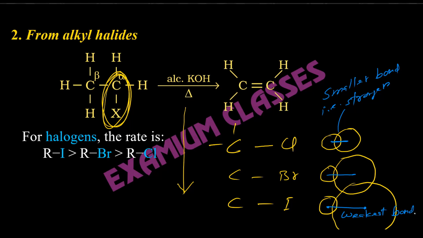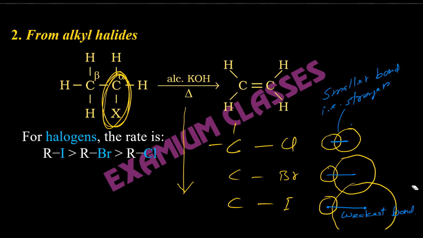Weakest bond means the force of attraction will be less. The atoms are not close. Here the atoms are very close to each other, so force of attraction will be higher. That's why the bond is stronger. Here the force is not stronger because of the size of iodine. The atoms are not very close, so this will break very easily. So the C-I bond, yes Aryan, that's what we are talking about. So that's why this will be the weakest bond.